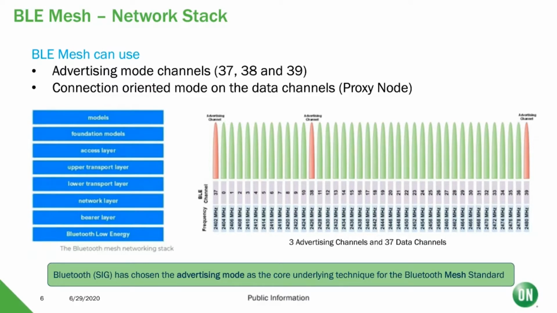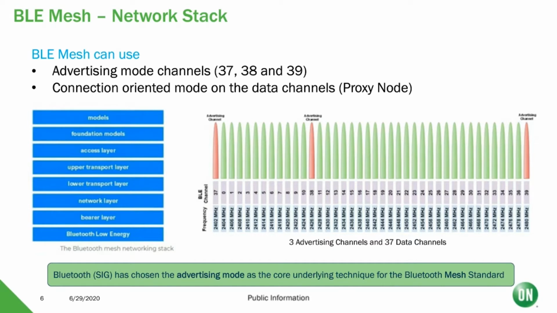The data itself, the physical channels used, are what are called advertising channels. Just as a quick background, Bluetooth Low Energy uses 40 channels, each channel about 2 megahertz in bandwidth, in the 2.4 gigahertz ISM band. Within those 40 channels, 3 of these, located in those shaded regions, are designated as advertising mode channels. They are numbered 37, 38, and 39. And most of the mesh communication happens on those channels.